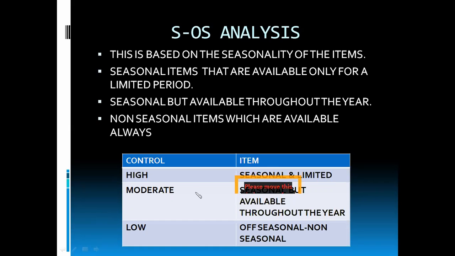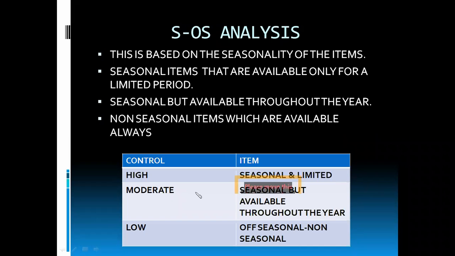A good example itself is about mangoes. In the first case, mangoes are seasonal items that are not available throughout the year. It is a seasonal product, a seasonal fruit, and that is available only for a limited period. Raw mango, of course, we will get the other products like jam, squash, those things, but raw mango as a product is a seasonal item which is available only for a limited period.